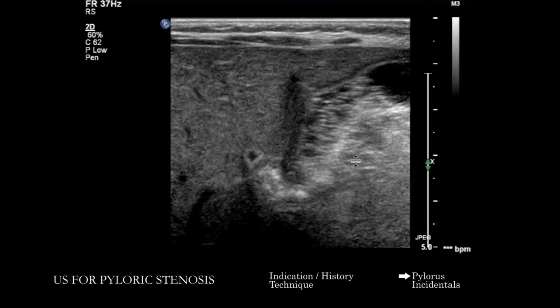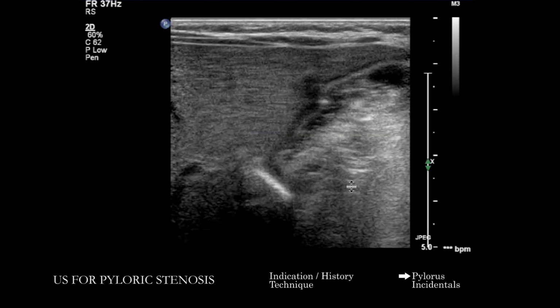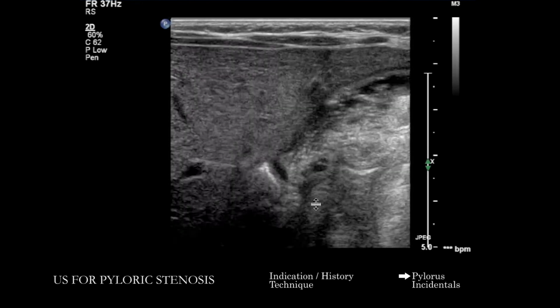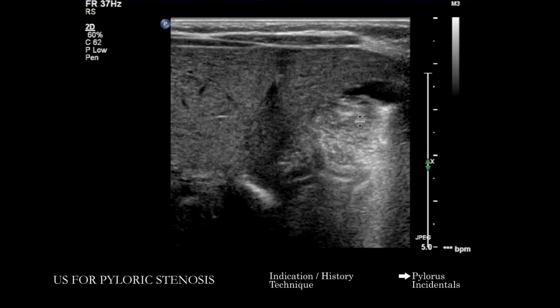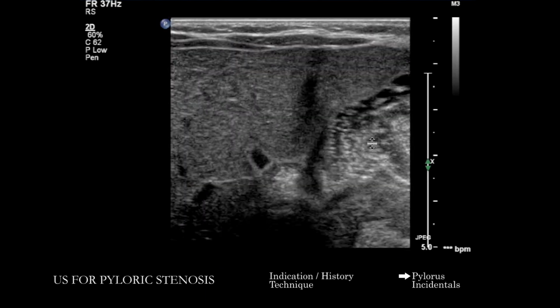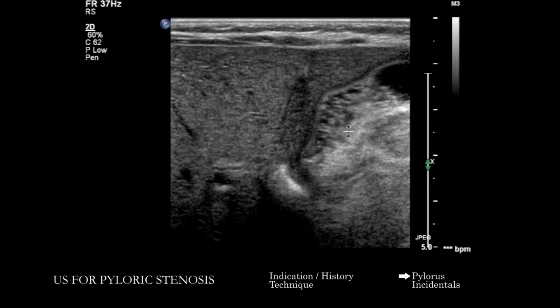Let's see if any of these later ones do better. Yeah, I think our best set of images is right in the middle, where you can see that there's a little bit of gastric contents passing through. And with a lot of ultrasound examinations, this is often best seen at the bedside. But if you see more than minimal gastric contents passing through, that's pretty reassuring. That's very reassuring that you're not dealing with pyloric stenosis.